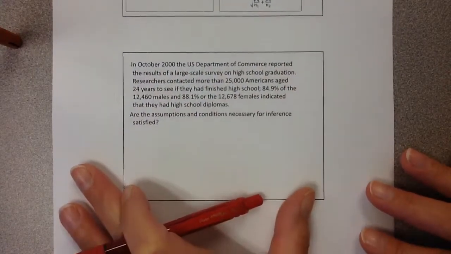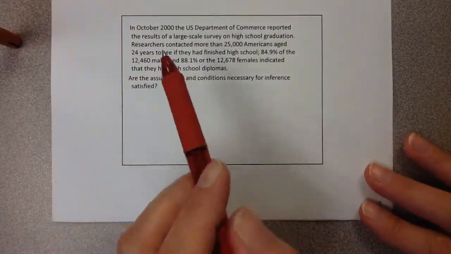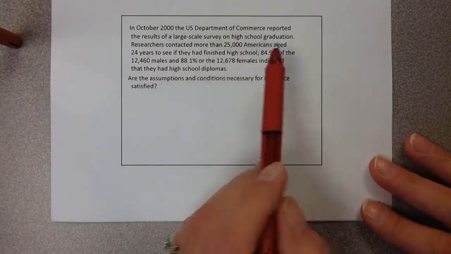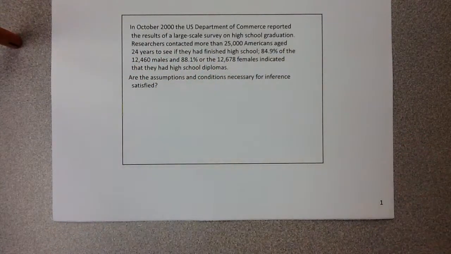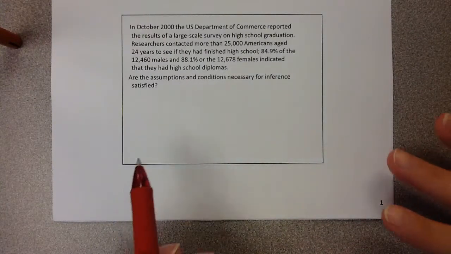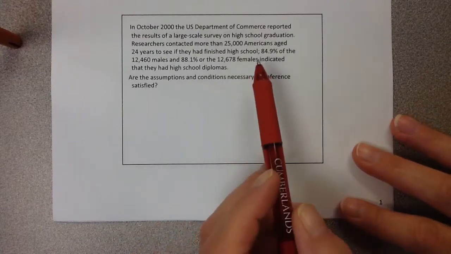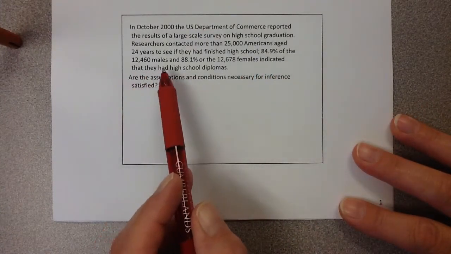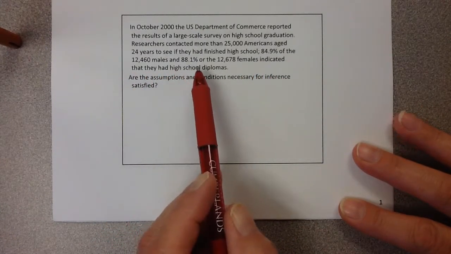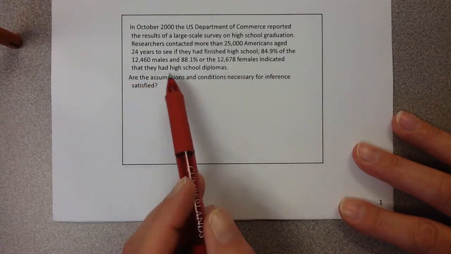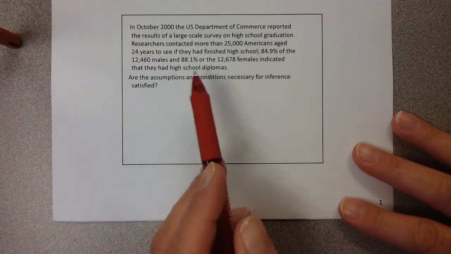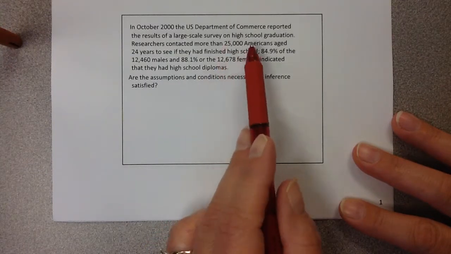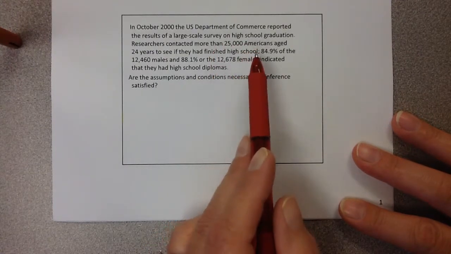Let's just jump right into a problem. In October 2000, the U.S. Department of Commerce reported the results of a large-scale survey on high school graduation. Researchers contacted more than 25,000 Americans aged 24 years to see if they had finished high school. 84.9% of the males and 88.1% of the females indicated that they had high school diplomas. So we have two different groups now, female and male. And we divided that sample of 25,000 Americans.